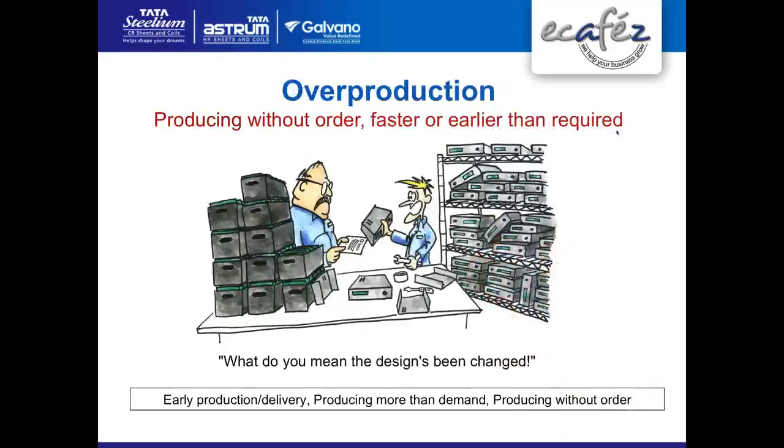I'll be discussing the various kinds of waste and how they are interpreted. Overproduction. It is producing without order, faster or earlier than required. In Indian industries especially, we produce more than the requirement without even a confirmed order, and that ultimately becomes inventory. So the first thing we have to overcome is our current culture of overproduction. Taiichi Ohno told that overproduction is one of the major reasons of all other waste. We have to produce exactly what is needed by the customer, neither less nor more. So the first thing to be attacked is that without a confirmed order, there should not be production.